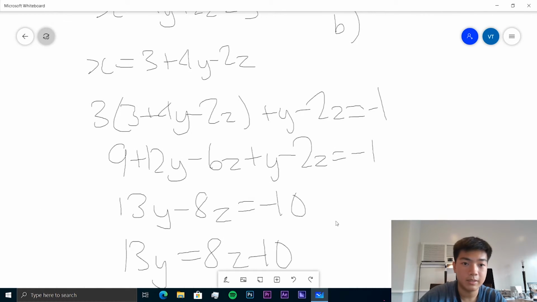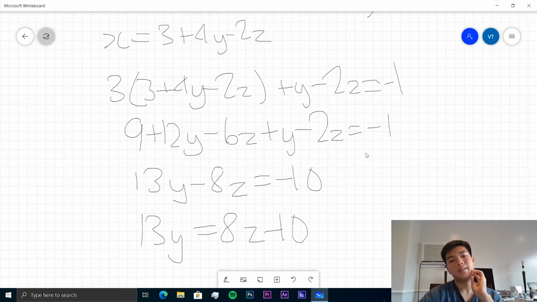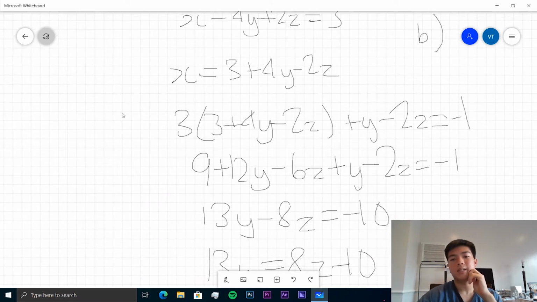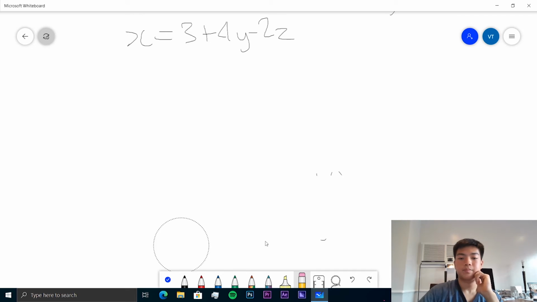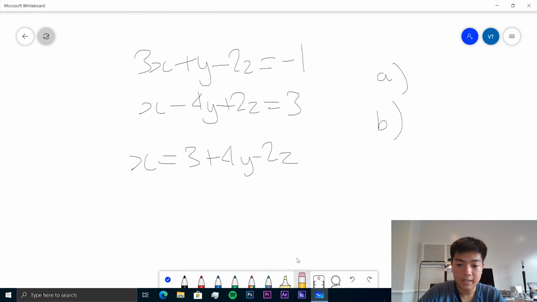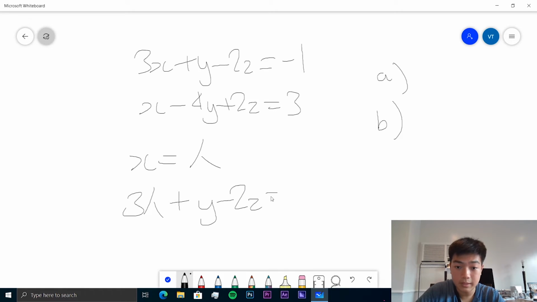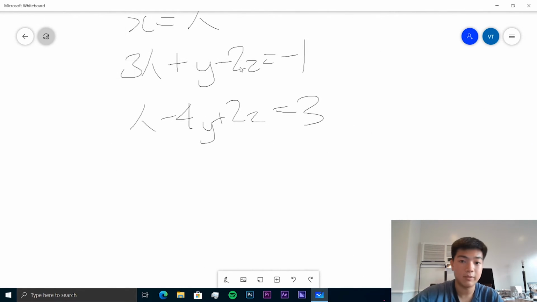Actually, we need to use lambda somewhere. We need to substitute lambda into this equation. So we should have said x is equal to lambda. Let's go back, sorry about that. So we have x is equal to lambda, just a real number. So we have 3 lambda plus y minus 2z is equal to -1, and lambda minus 4y plus 2z is equal to 3, and we just need to express y and z in terms of lambda.